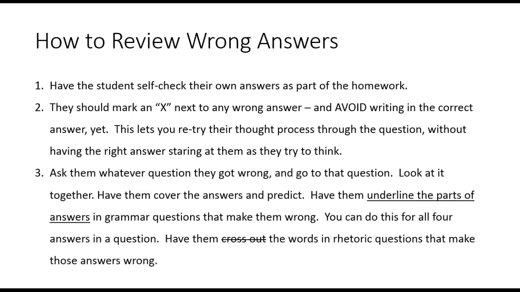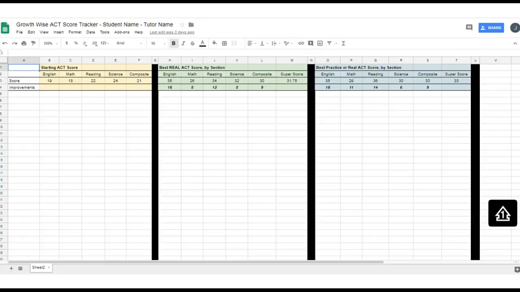Ask them what questions they got wrong. Go to those questions, look at them together, have them cover the answers and predict. Have them underline the parts of the answers in grammar questions that make them wrong. You can do this for all 4 answers in the question. Have them cross out the exact words and rhetoric questions that make those answers wrong. Having them really dig into the wrong answers this way forces them to get really precise about exactly why each answer is right or wrong.